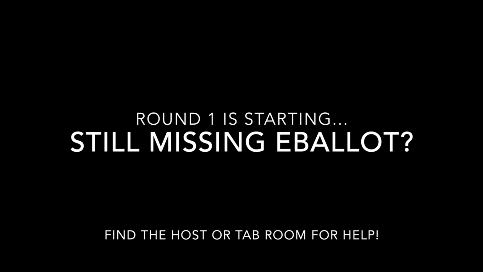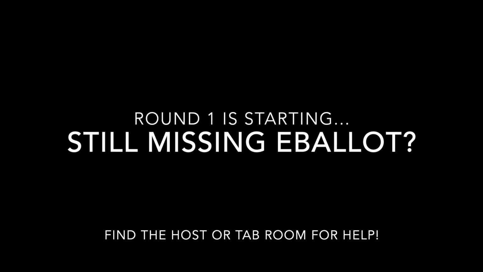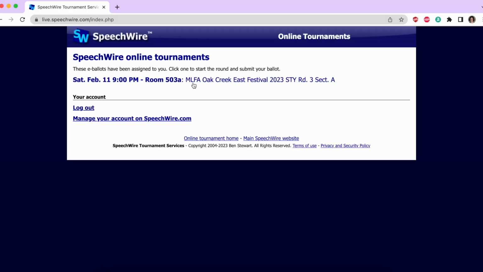Okay, say round one is starting and you still don't have any e-ballots and you know that you were assigned to round one because your judge folder says that. Your coach may have input your email in wrong because they're human and that happens sometimes. So just find the tournament host or the tab room and tell them the issue, and then we can just double check your email and update it to the correct email address and the problem will be solved. It would say MLFA and whatever the tournament was for you.